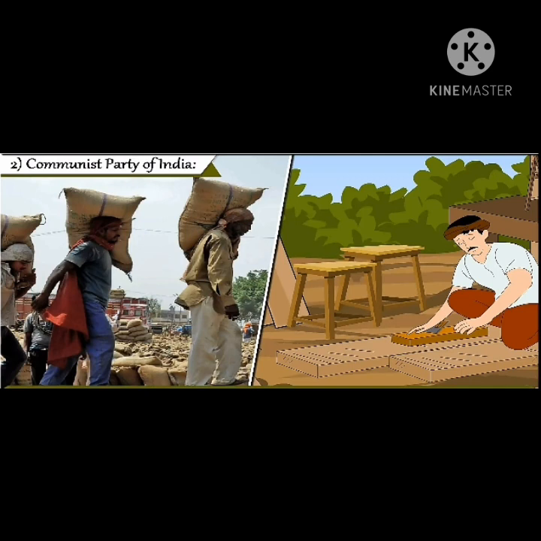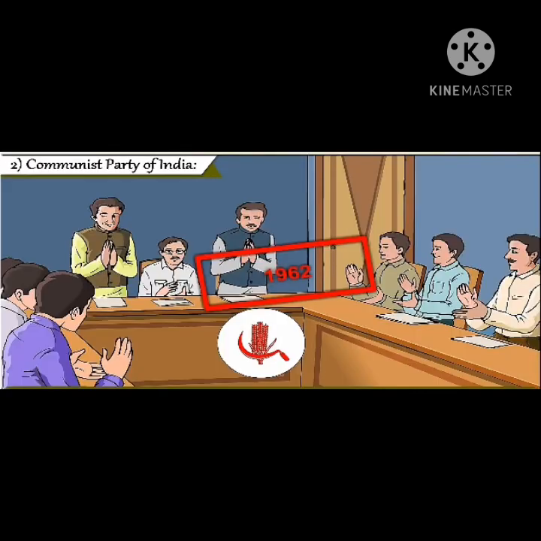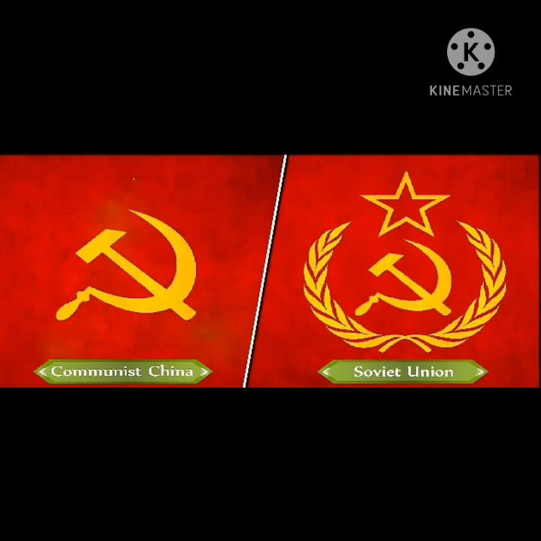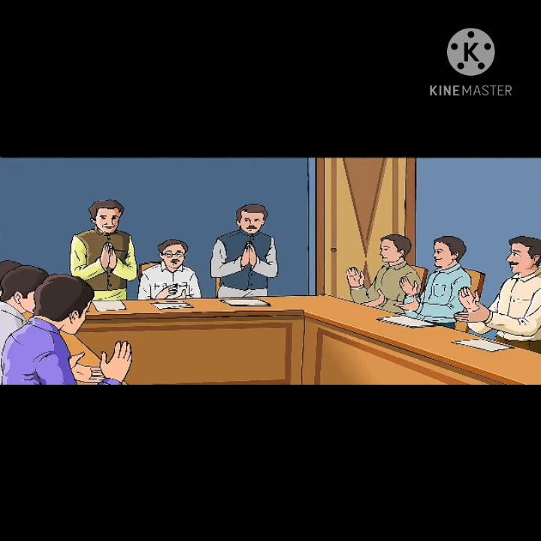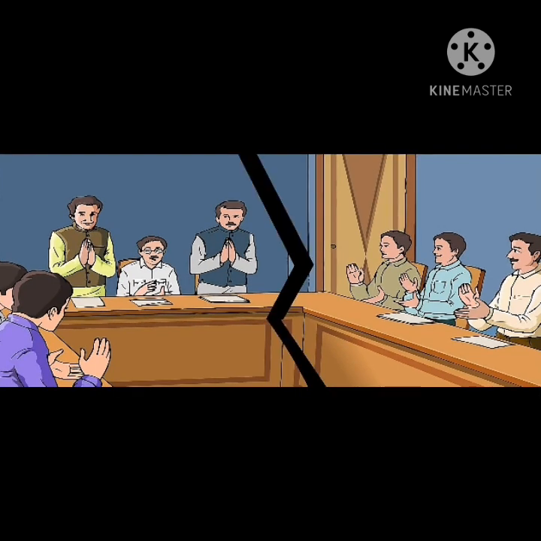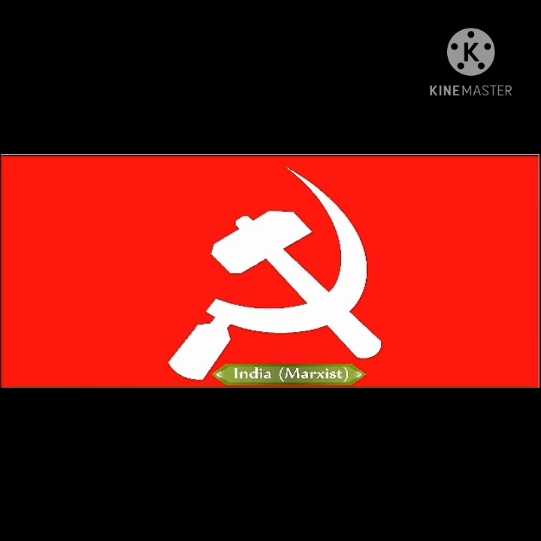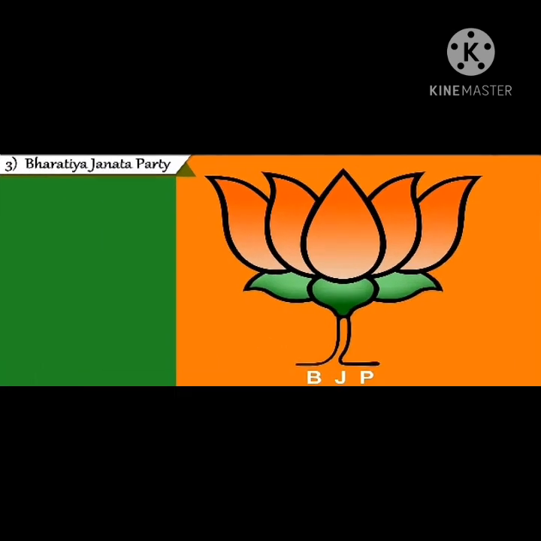The party opposes capitalism. The party leadership developed differences in the 1960s over the issue of whether the Communist Party of India should accept the leadership of Communist China or the Soviet Union. This led to a split in the Communist Party of India, and a separate Communist Party of India, Marxist, was established in the year 1964.